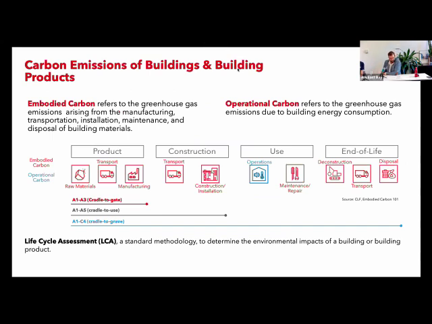Carbon emissions of buildings. Basically, they categorize carbon into two different categories. One is embodied carbon. This correlates to the product and the construction. So things like raw materials, transport, manufacturing, A1 to A3, cradle to gate, including construction transport and construction installation, and that goes to A1 to A5, cradle to use. For operational carbon, that's the building usage and end of life. So A1 to C4, cradle to grave. Things like operations, maintenance, repair, deconstruction, transportation, and disposal.